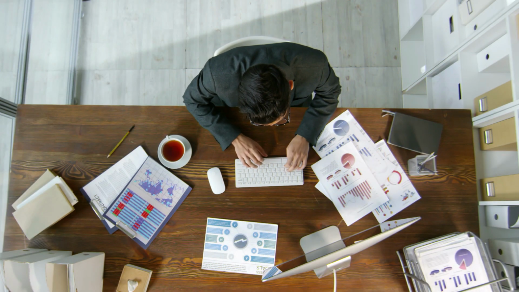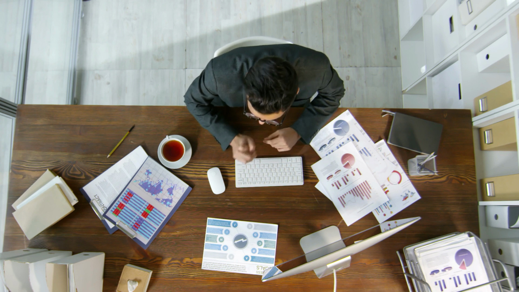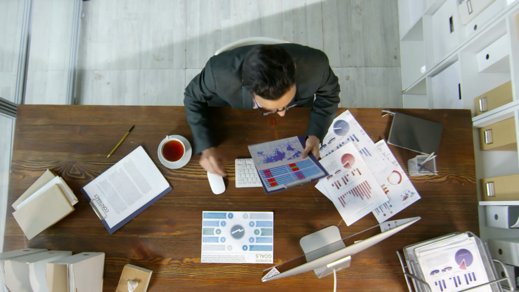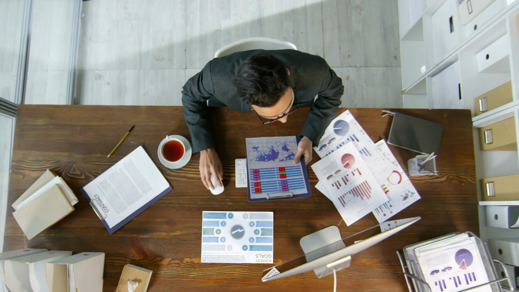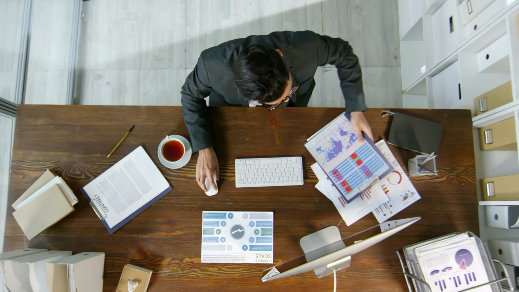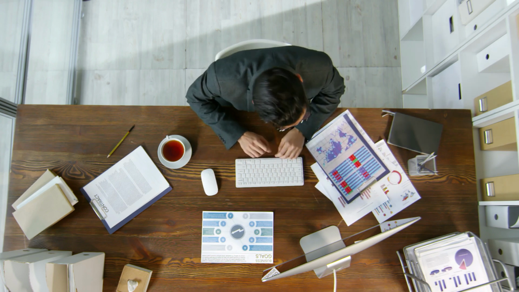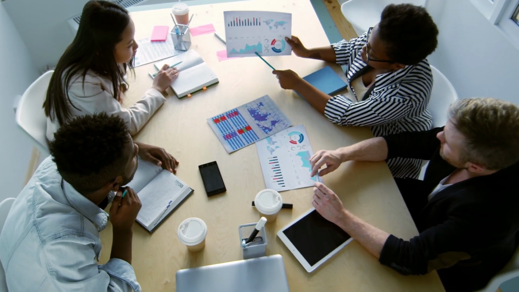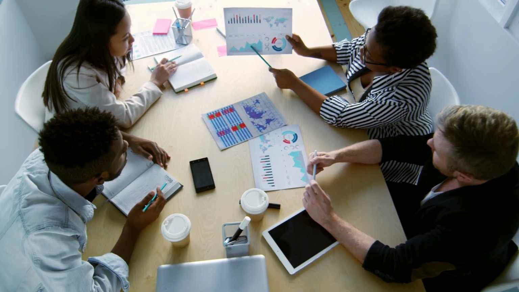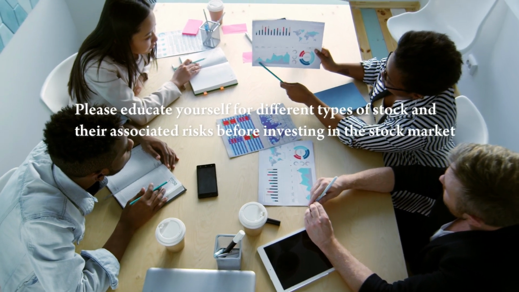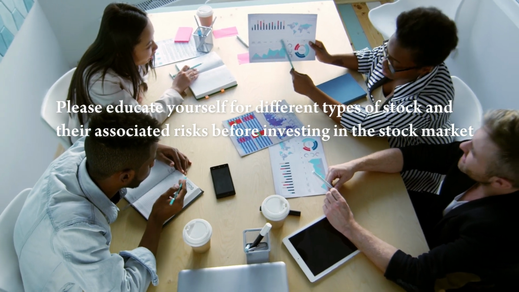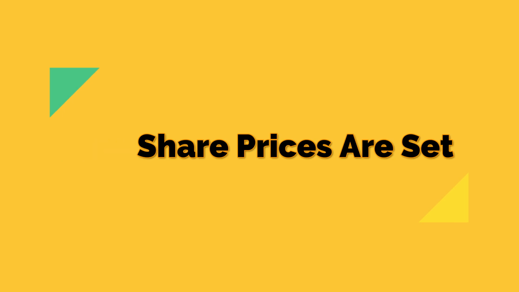In addition to these main types of stock, companies may also issue different classes of stock, such as Class A or Class B shares, which can have different voting rights or dividend payouts. Companies may also issue stocks with different features, such as convertible preferred stock, which can be converted into common stock under certain conditions. It is important for investors to understand the different types of stock and their associated risks before investing in the stock market.